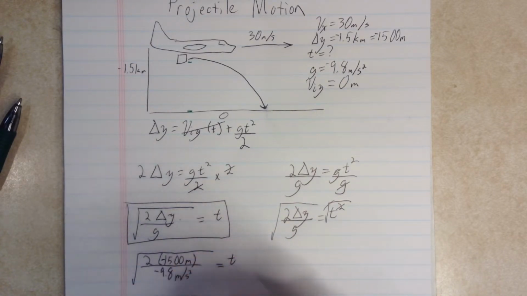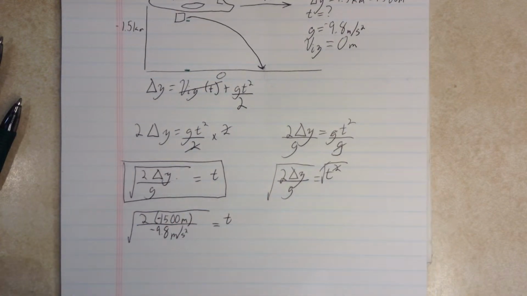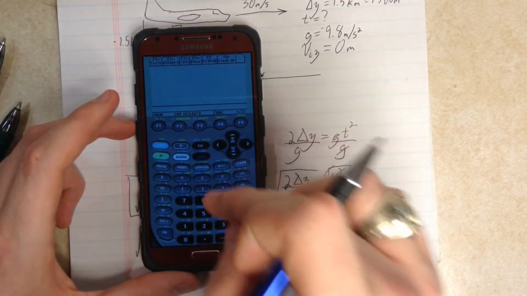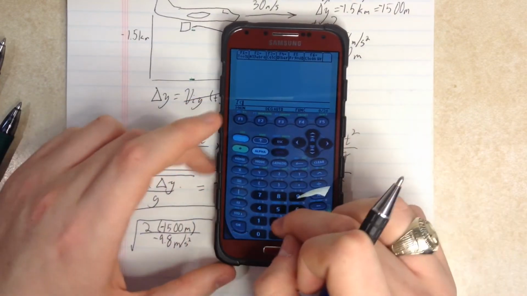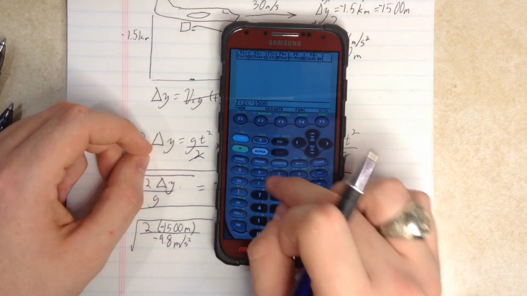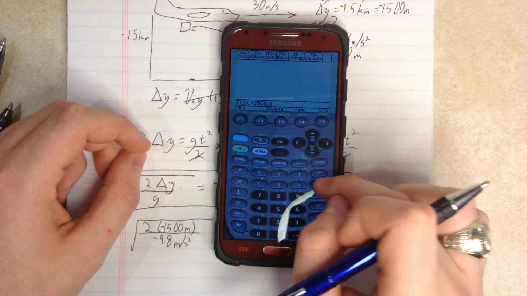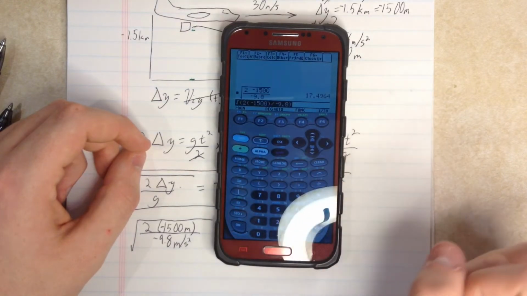So we can just throw that into our calculator. We'll just do it all in one go. We should be able to plug this into a calculator at this point. So let's see if we can see this. Our square root of, what was it? Quantity 2 times negative 1500 divided by negative 9.8 should give us our answer.